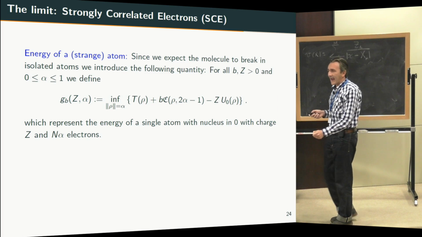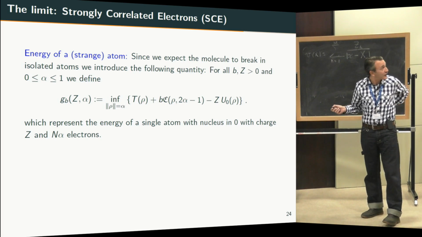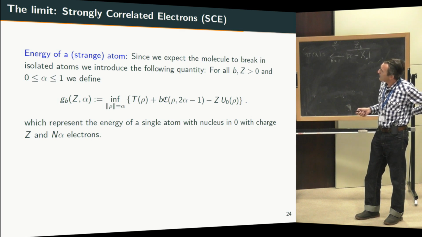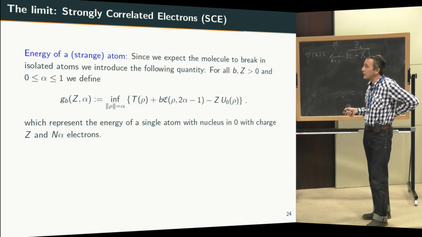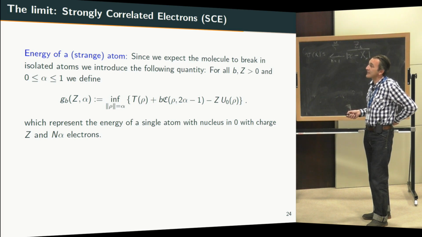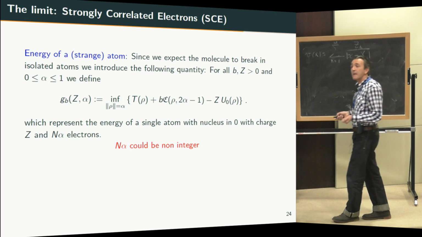Okay, now I want to do the same for the interacting case, but then I need to introduce what I call the energy of a strange atom. I will tell you why it's strange. It's strange because what I'm doing here is considering the inf among all the rho which have mass alpha of the kinetic energy plus the interaction with the positive charge zeta, and this strange transport term. It's a fractional transport term I introduced before. It's related to the relaxation of transport cost. And this should represent the energy of a single atom which has a nucleus in 0 and charge zeta, and how many electrons? That's n times alpha electrons. But you see that depending on alpha, n times alpha could be non-integer. So there is a fractional number of electrons.